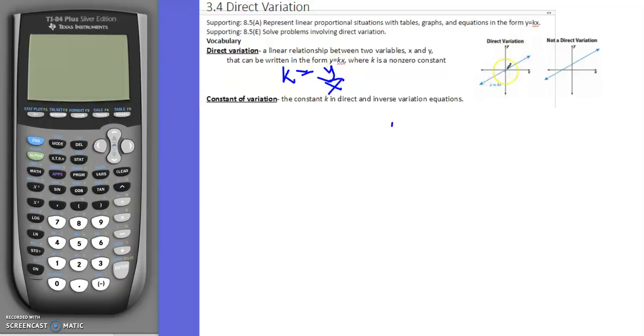Remember, direct variation has to be a straight line and it has to pass through the origin. Okay, this is not a direct variation because it does not pass through the origin. The constant of variation, the constant k, appears in the direct or inverse variation equations. All right, let's go to example 1.